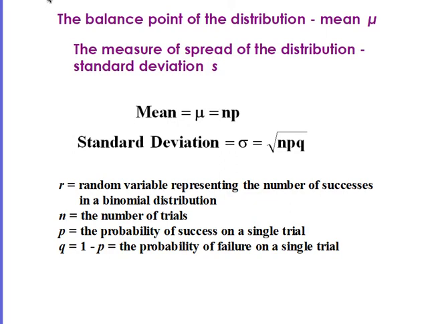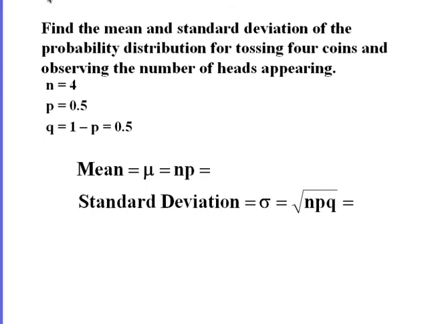Here you've got what r, n, p, and q stand for again, but that should be pretty fresh in your mind. All right. So find the mean and standard deviation of the probability distribution of tossing 4 coins and observing the number of heads. We're going to run it 4 times at a rate of 0.5. So my mean, or expected value, is going to be 4 flips times 0.5. We expect to get 2 heads out of those 4 flips, which makes sense.